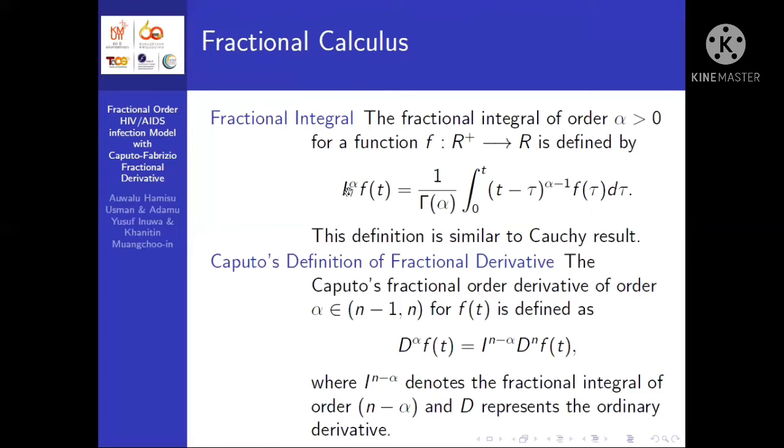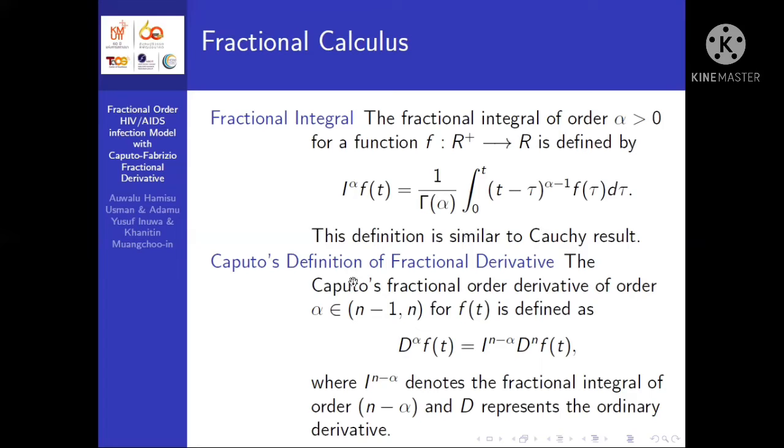So where the order alpha is arbitrary, it is given by this. It looks like a convolution function, which has a certain relationship with the convolution function, which is also defined in terms of an integral term. So this definition is similar to the Cauchy result.